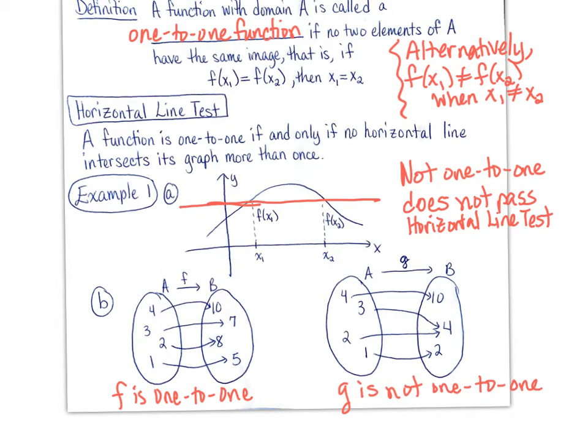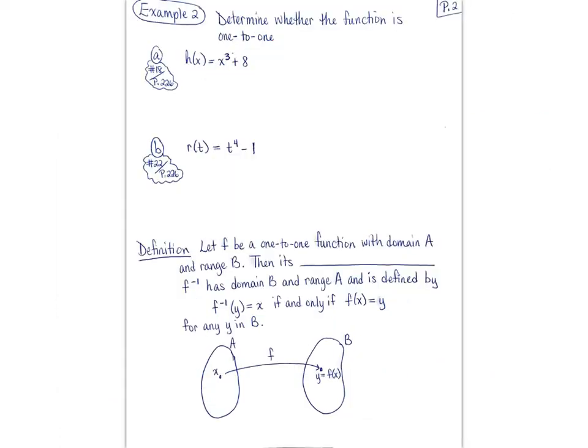Okay, so now we know what a one-to-one function is, and we know examples of one. We talked about how to find it graphically and with Venn diagrams. Now let's talk about how to find it algebraically, how to determine whether a function is one-to-one based on the equation that we're given. Okay?